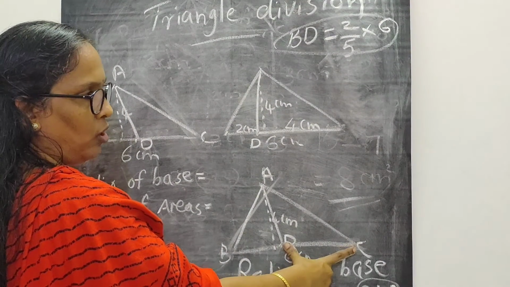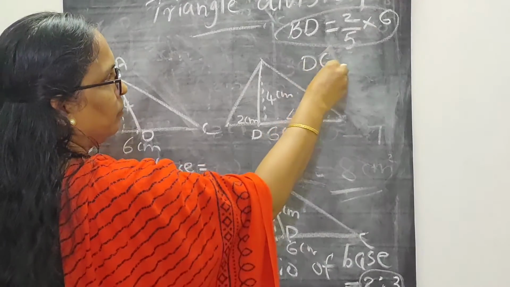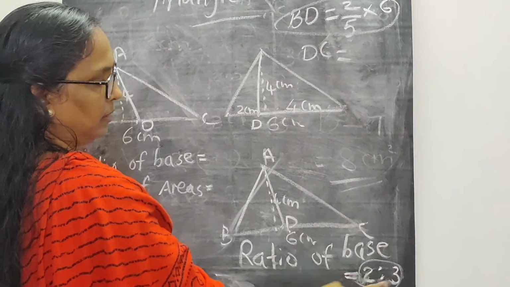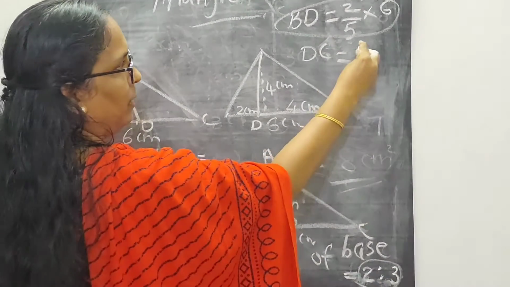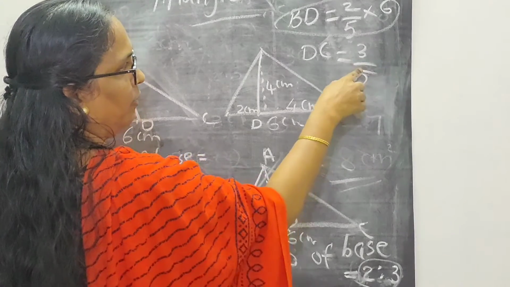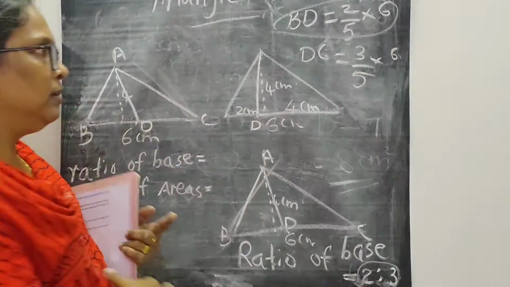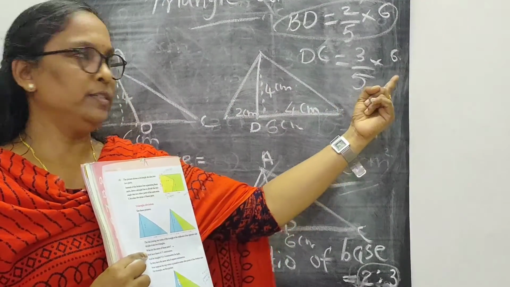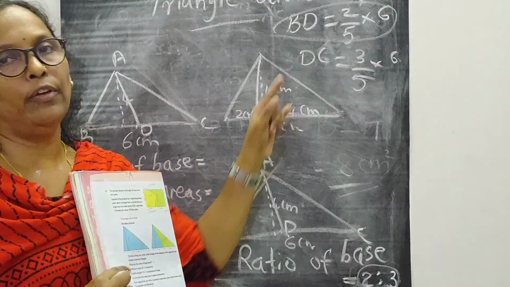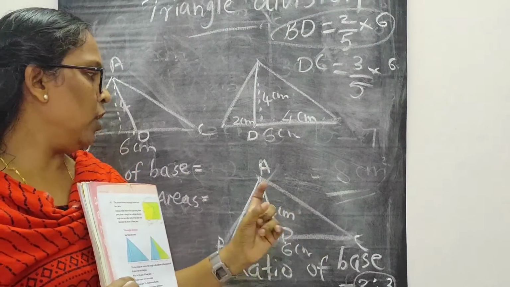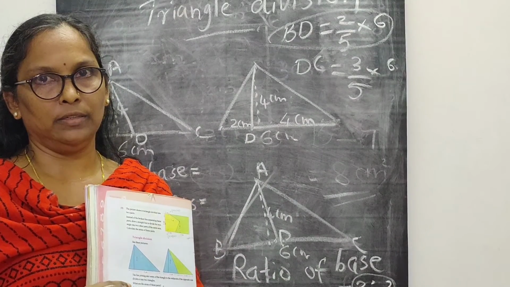And what will be the longer length? That is DC. What will be this length? It is 3 parts out of 5. That is 3/5 into total length 6. 3/5 of 6 is the longer part. Then using these two lengths, you can find out the area of these two triangles also. Then find out the relation of the areas.